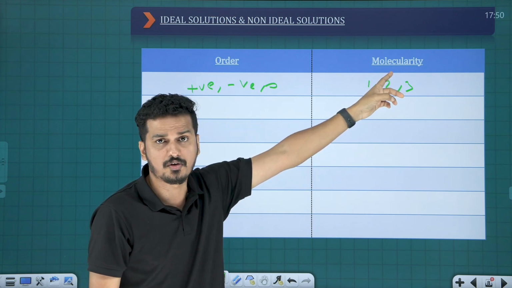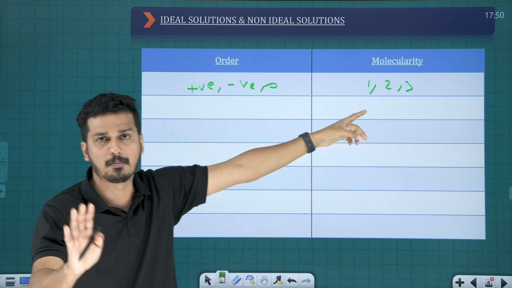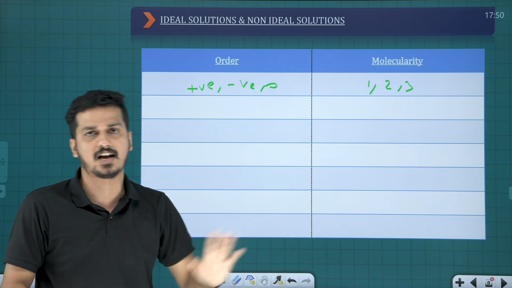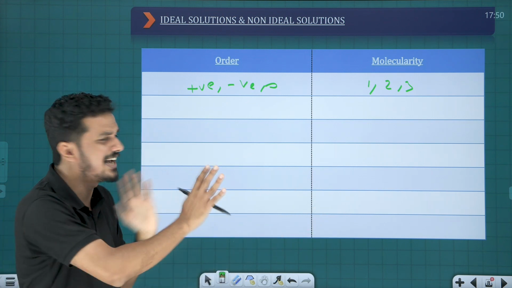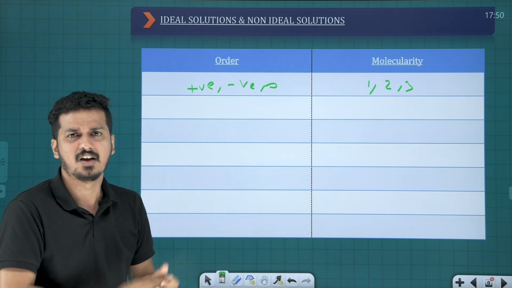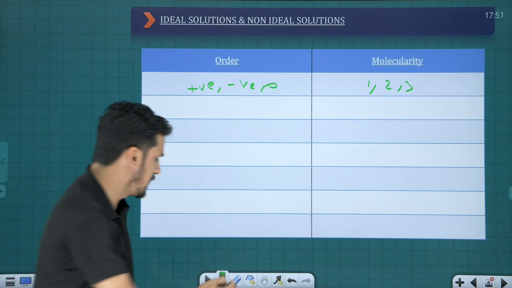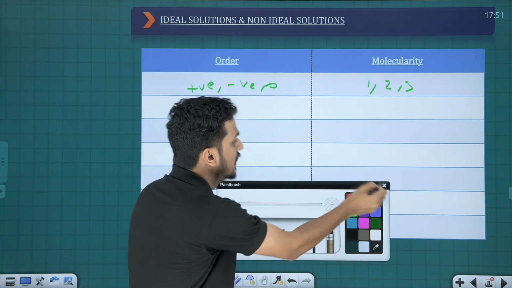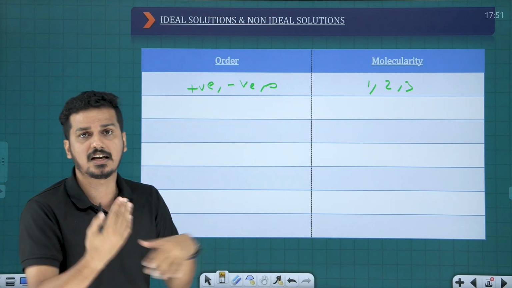Molecularity is only applicable to elementary reactions, whereas order is applicable to elementary as well as complex reactions. Keep that much in mind. Questions related to this are always asked, so once they give the idea related to molecularity and order, that is the time you have to apply it.